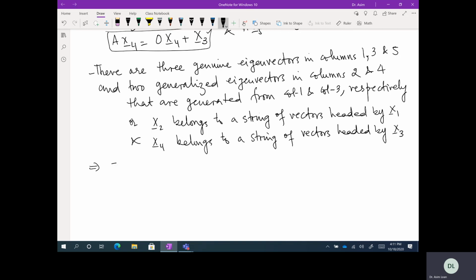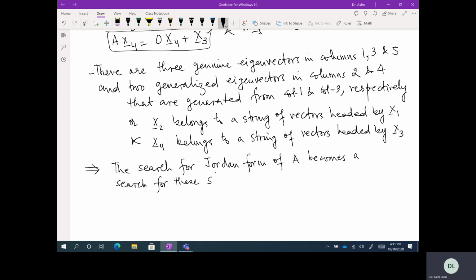So this implies the search for Jordan form of A becomes a search for these strings of vectors, each one headed by an eigenvector.